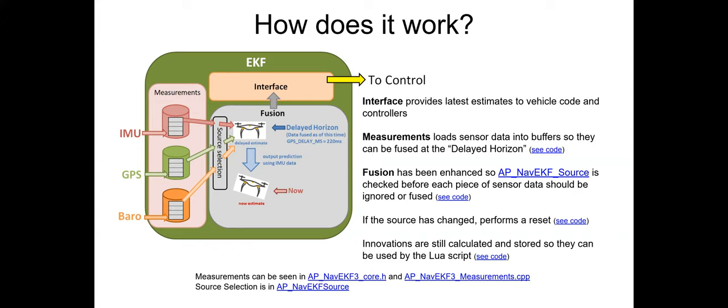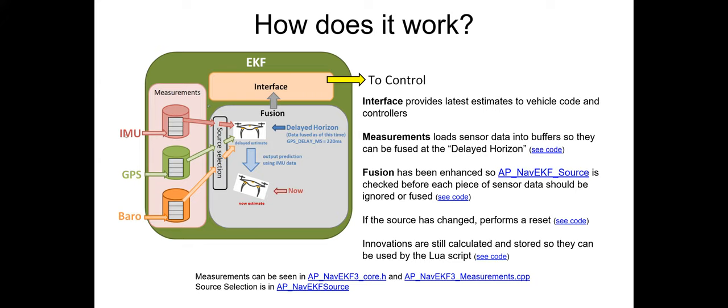So with that disclaimer put to the side, I think the EKF has at least three components. It has this interface component at the top here in orange, which we're all familiar with. This is where you get your attitude or your position or whatever. That's really quite easy, and everybody understands that part.